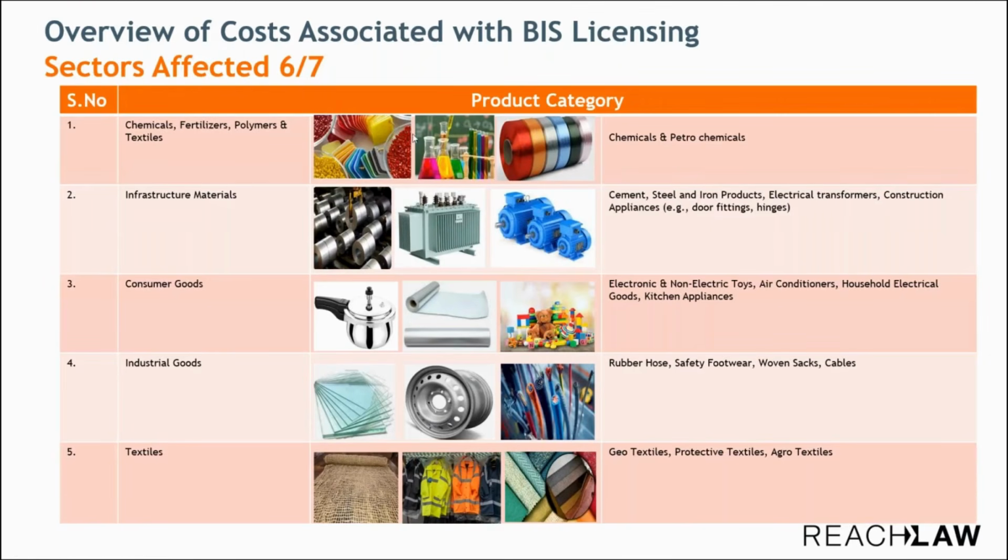Then the sectors that are affected. This is a repeat slide for those who have attended session 1, but this is on the product category like chemicals. It's a category at the BIS website, scheme 1: chemicals, fertilizers, polymers, textile. Then you have infrastructure materials, consumer goods, industrial goods, and textile.